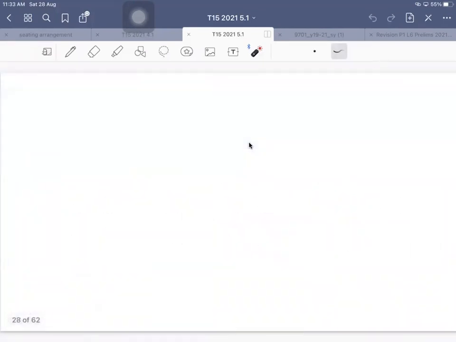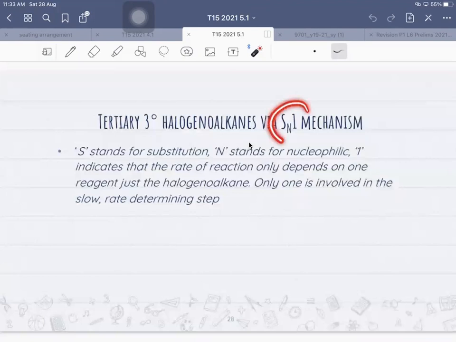The next type of mechanism, the second type, is the SN1, which is usually for the tertiary halogenoalkanes. You've learned about classifying these different halogenoalkanes. A tertiary halogenoalkane is when you have 3 alkyl groups attached to the carbon that is attached to the halogen. So 3 alkyl groups attached to your C-X bond. I will show you in the next slide.